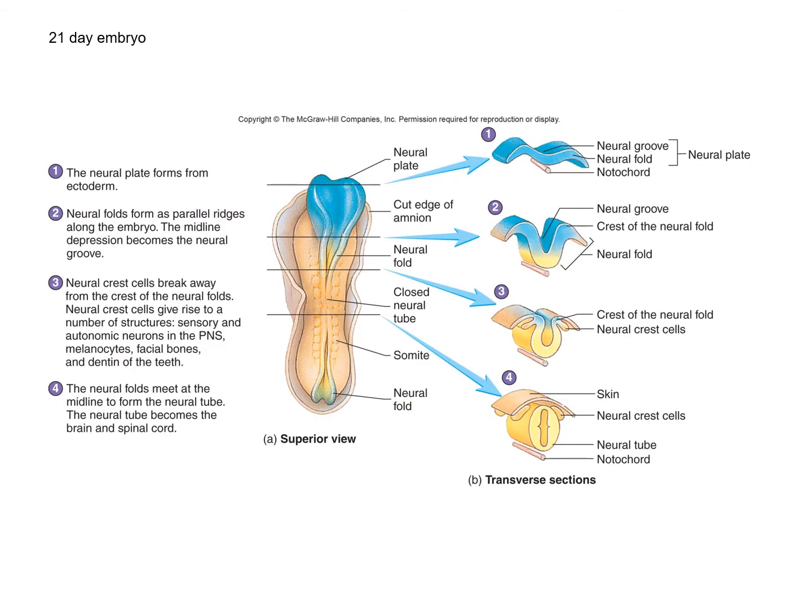So our figure here is based on a 21-day-old embryo. So this would be 3 weeks past the point of fertilization. And here we're looking down on the embryo from above, a superior view, and we see the neural folds and how they've fused in the center to form a tube, and that fusion will continue both anteriorly and posteriorly to form a tubular structure with a fluid-filled interior space.